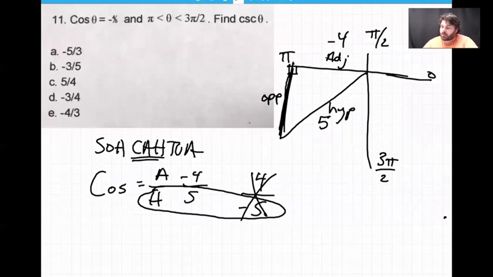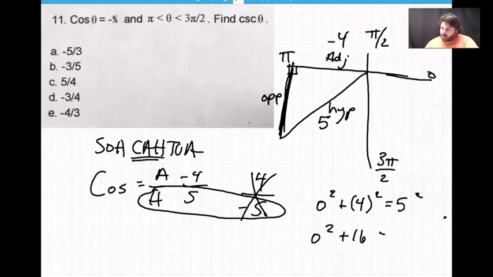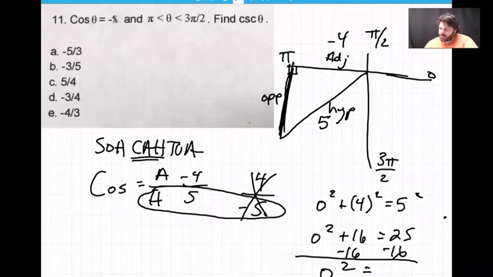Well, I could use the Pythagorean theorem. A squared, so the opposite squared, plus b squared, which is 4, or you can use -4, doesn't matter because you square it, equals the hypotenuse squared. So the opposite side squared plus 16 equals 5 squared, which is 25. Take away 16, we get the opposite side squared is 9. When we square root it, the opposite side equals the square root of 9, which is 3.